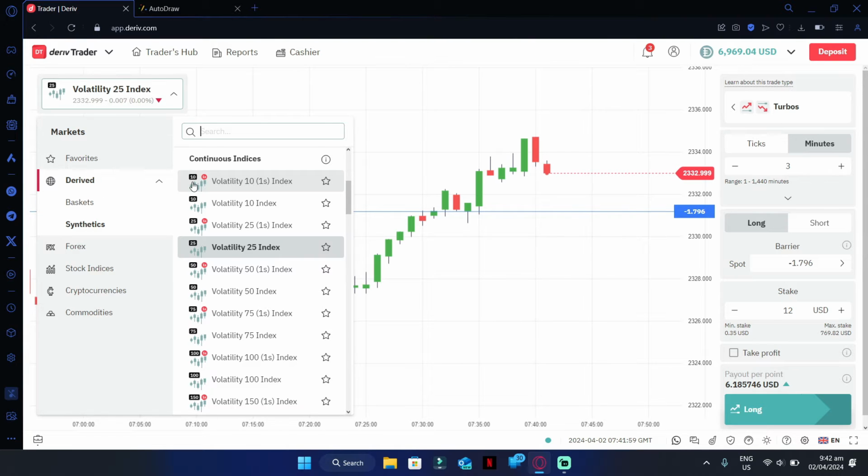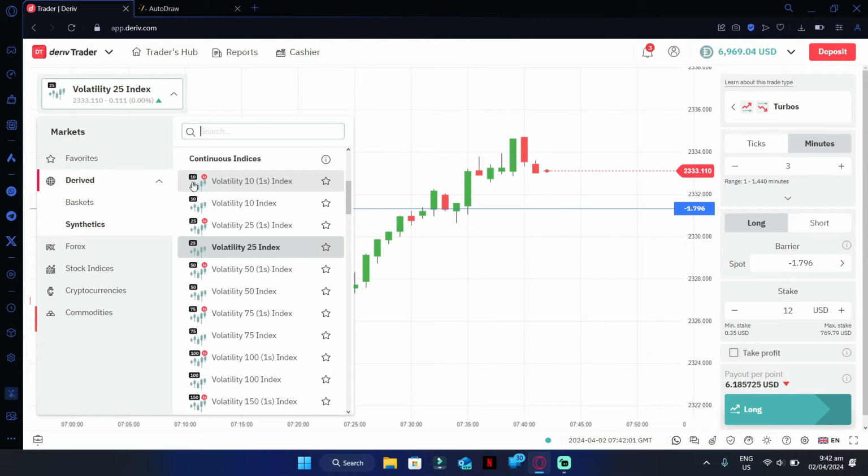So what are synthetic indices? These are computer generated indices and you only trade them by making use of technical analysis. You cannot make use of fundamental or sentiment analysis. If you're good with charts, this is what you trade with. Now, here is the funny part.